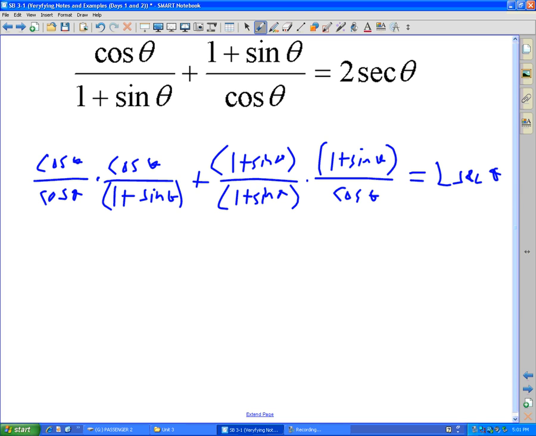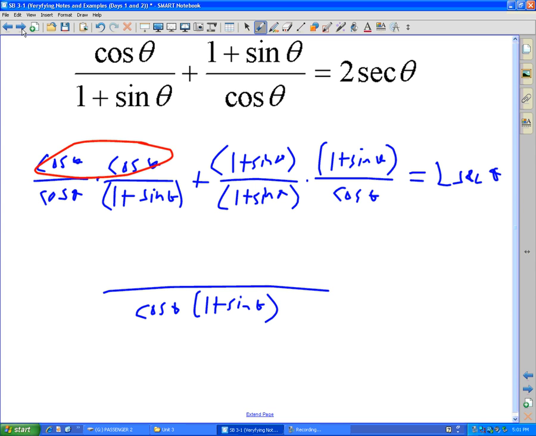Well, here's our common denominator: cosine times 1 plus sine. What else do we have on top? Well, we've got cosine times cosine, which is cosine squared, plus, what do we have here? Oh, we're going to have to FOIL, aren't we? We're going to have to do firsts, outers, inners, and lasts.